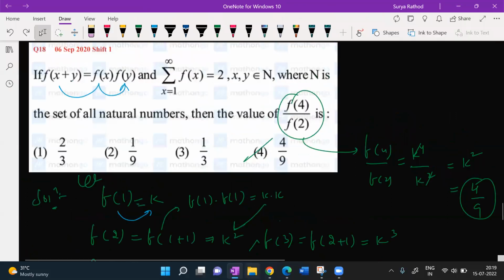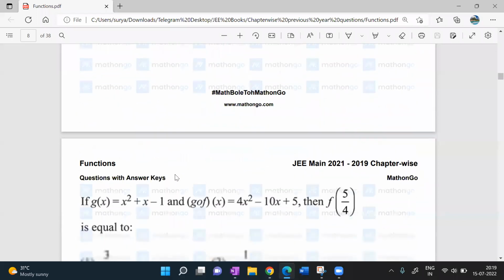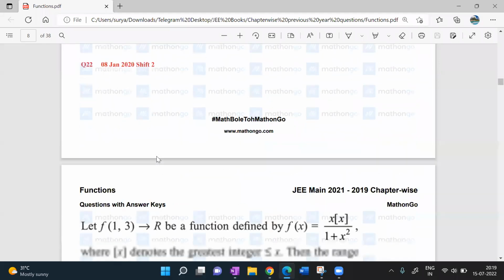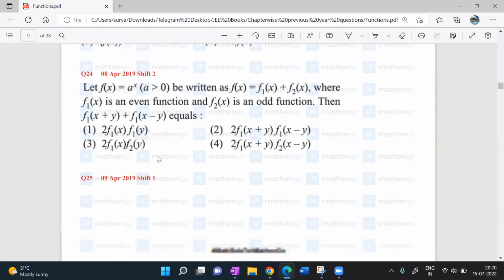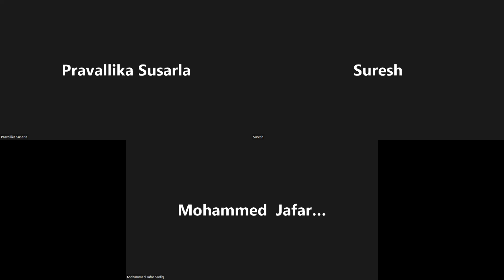And please, do solve the questions. I'll give you homework, not any 5 questions: 20, 21, 22, 23, 24, 25. Solve till 25. Okay, this is the homework I can give you today.